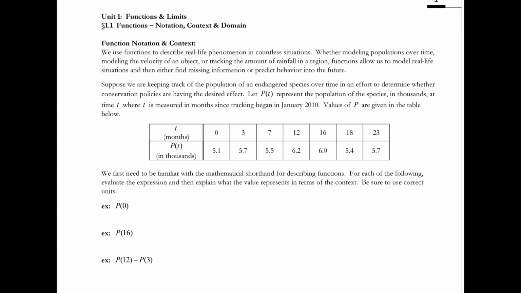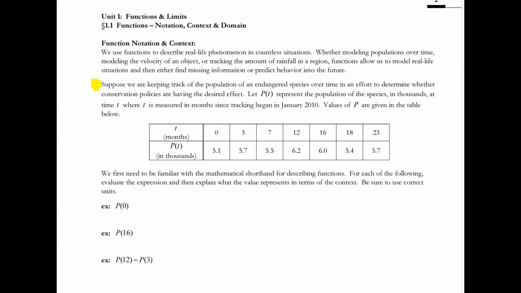So I'm going to expect you to read the text of the page, but I'm going to start reading right here for the video. Suppose we're keeping track of the population of an endangered species over time in an effort to determine whether conservation policies are having the desired effect. Let P of t represent the population of the species in thousands at time t, where t is measured in months since tracking began in January 2010. Values of P are given in the table below.